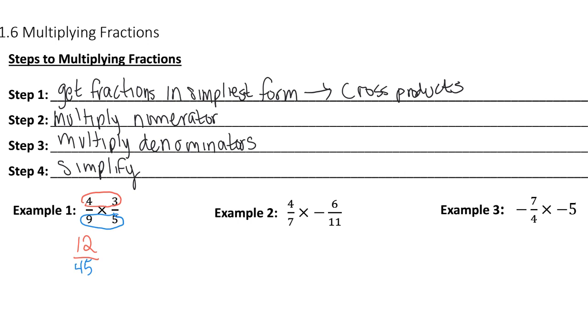The last step is to simplify. What can we simplify both 12 and 45 by? Hopefully you're thinking 3. 12 divided by 3 is 4. 45 divided by 3 is 15. So now that's our answer, 4/15. Okay? So again, we multiply straight across. Multiply numerators, multiply denominators, simplify.